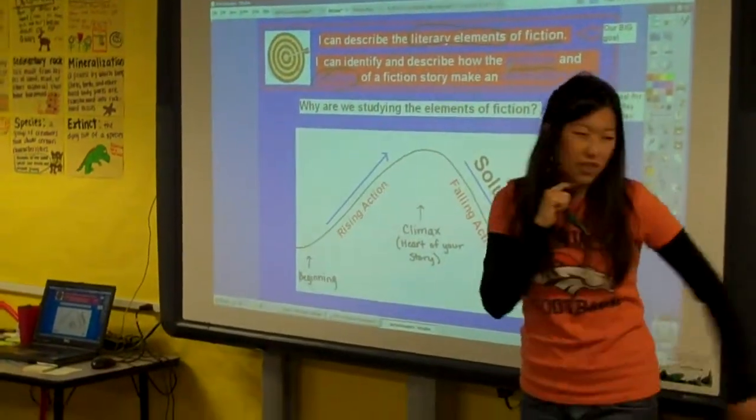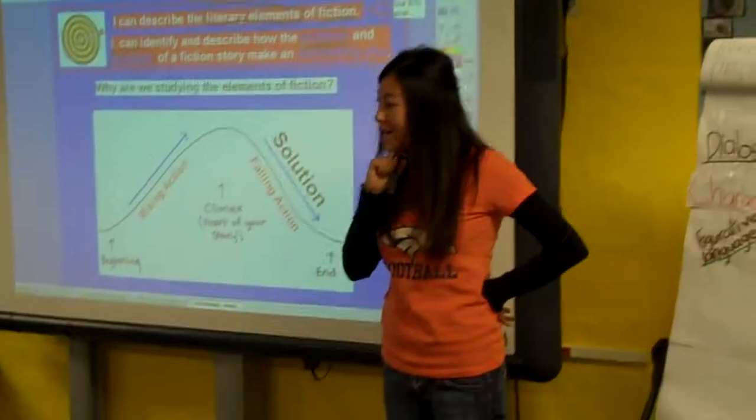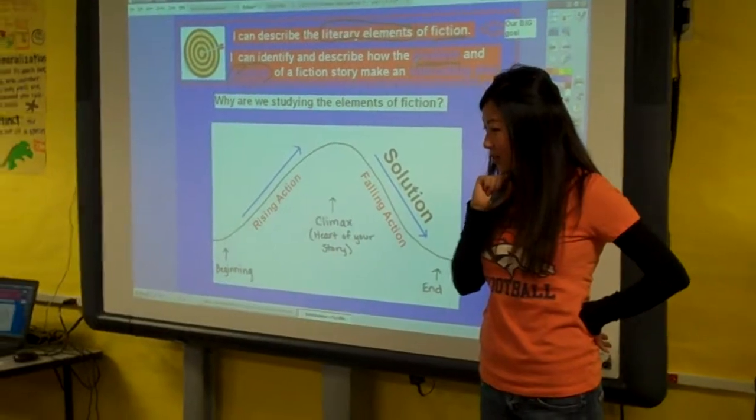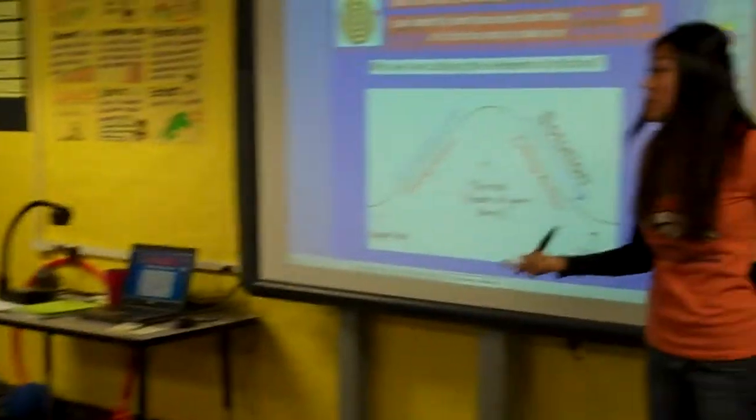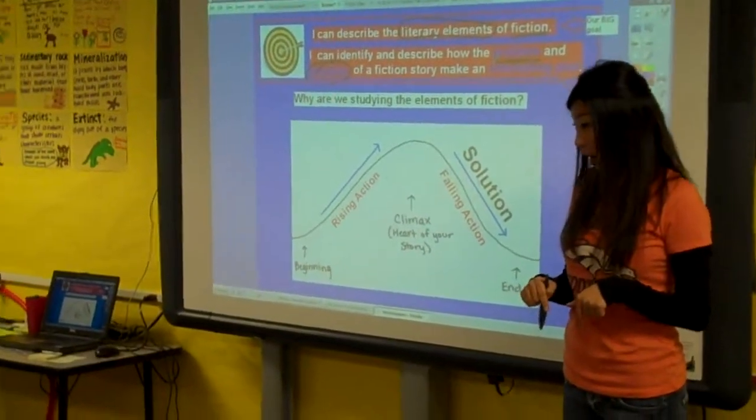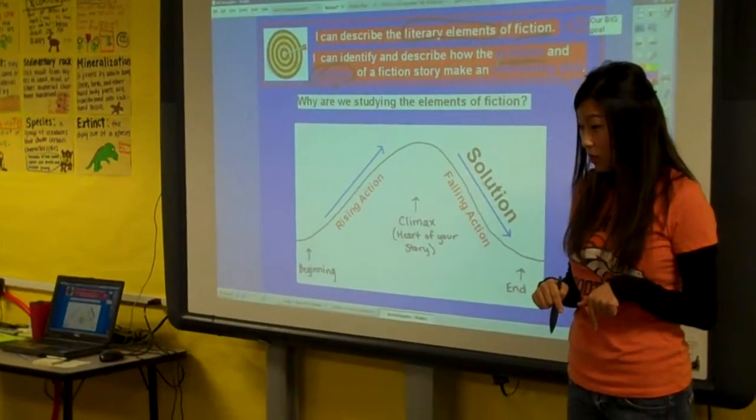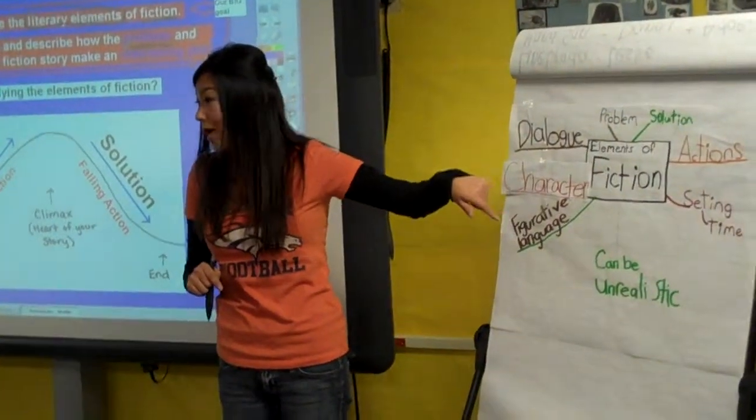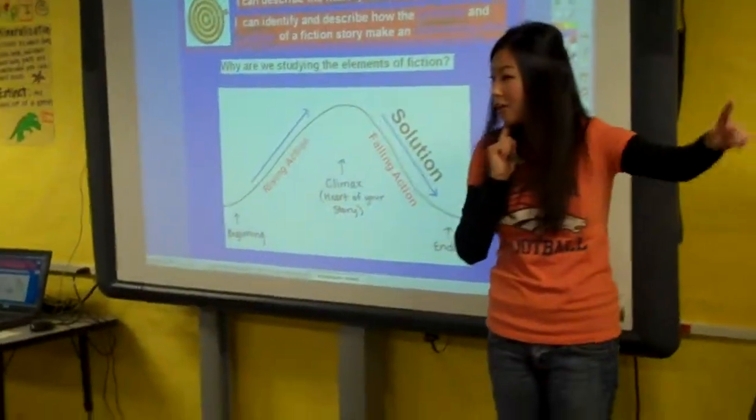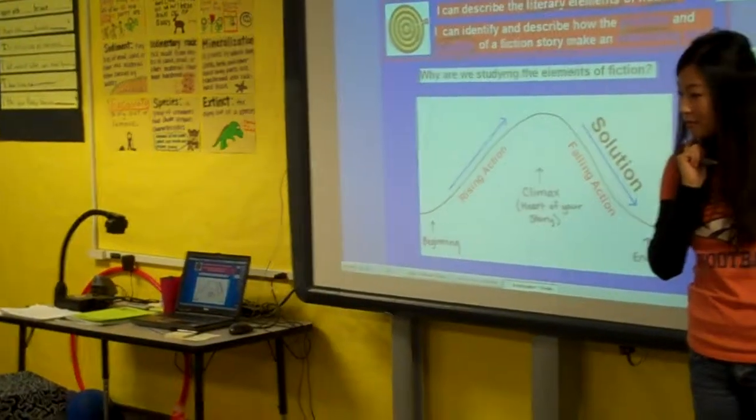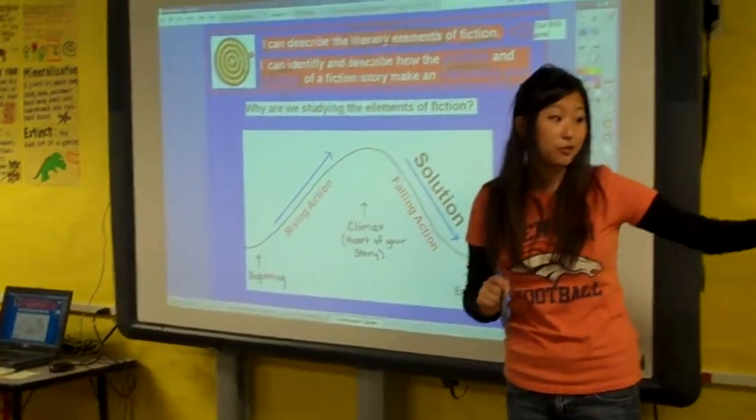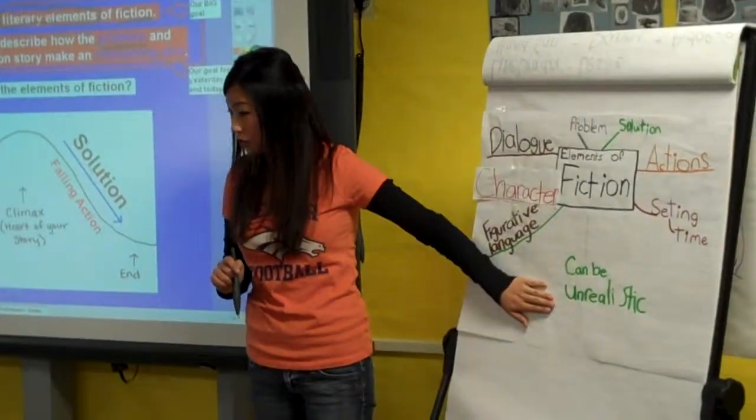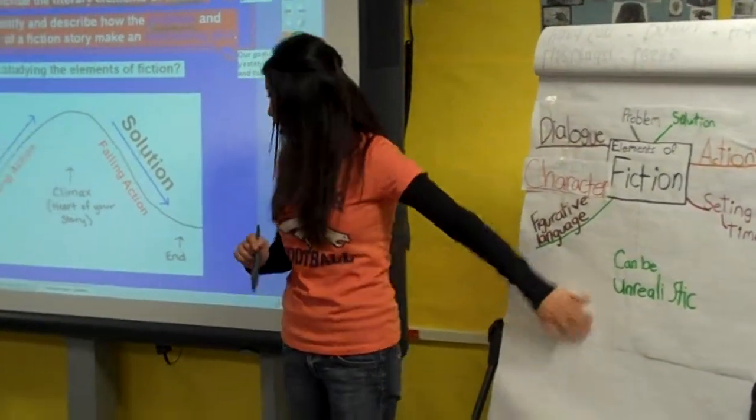Now, why are we studying these elements of fiction? Just because? There's nothing better to do? What's our reason? Octavia, what do you think? We are writing stories. We're writing fiction stories. Good. Do these elements help us write fiction stories? Okay. Why else do you think we're studying these elements? Rachel? Help us understand fiction better. Do you think if you know what each one of these are when you read a fiction book, you can understand it better? Yeah. Probably.